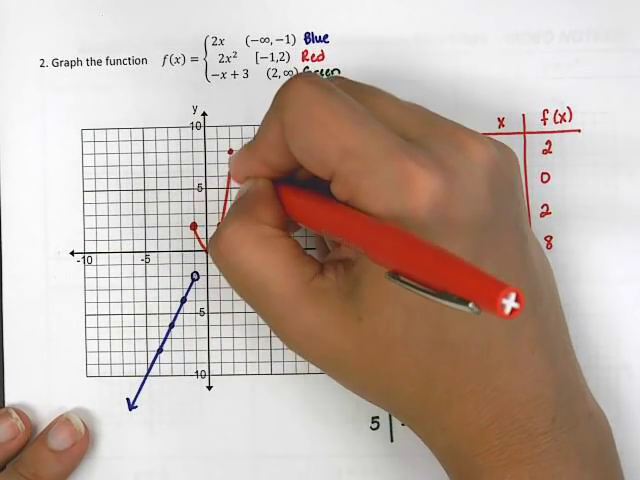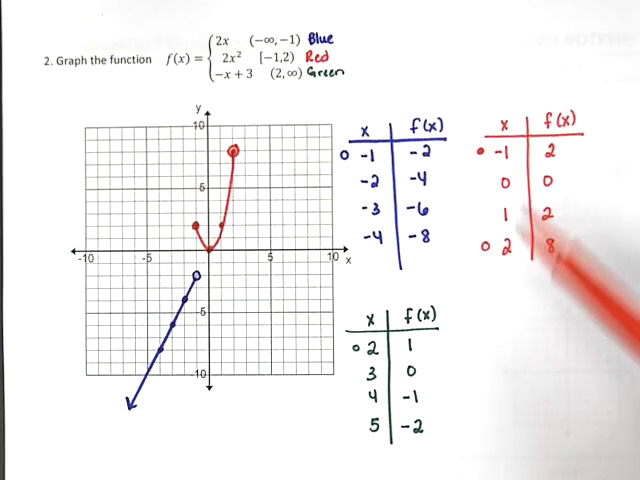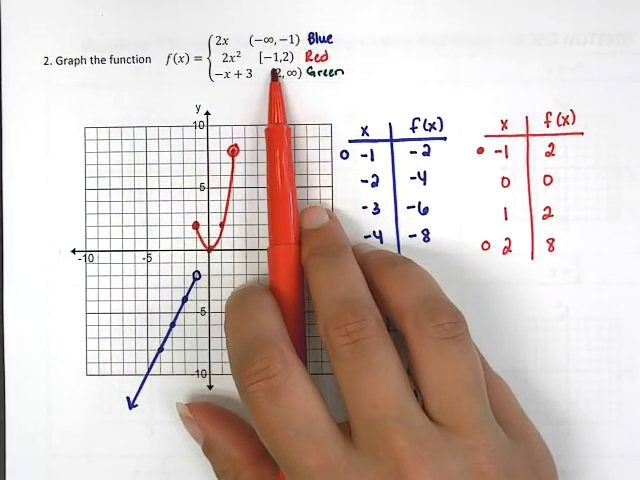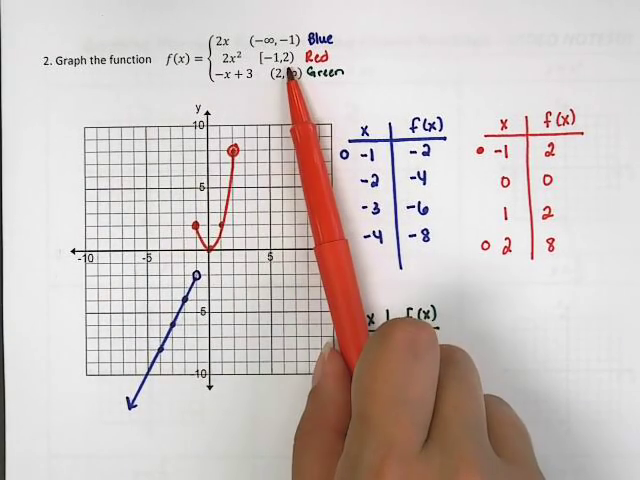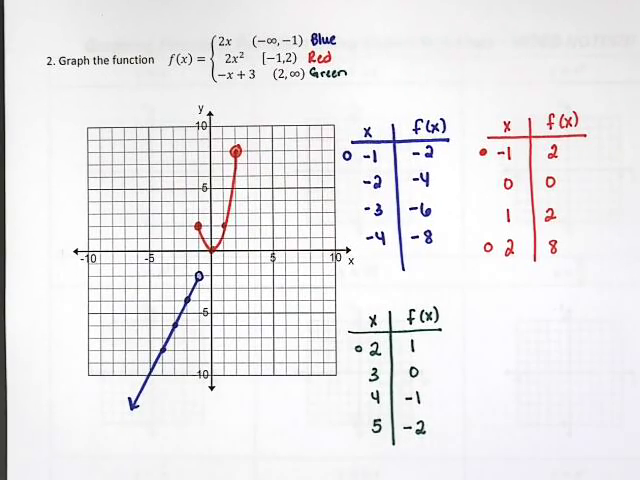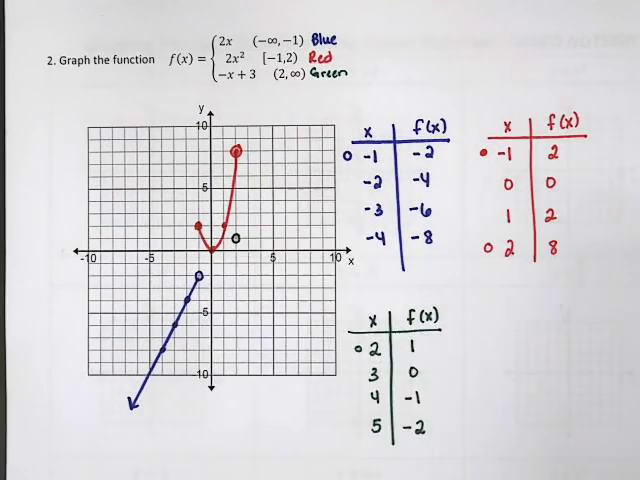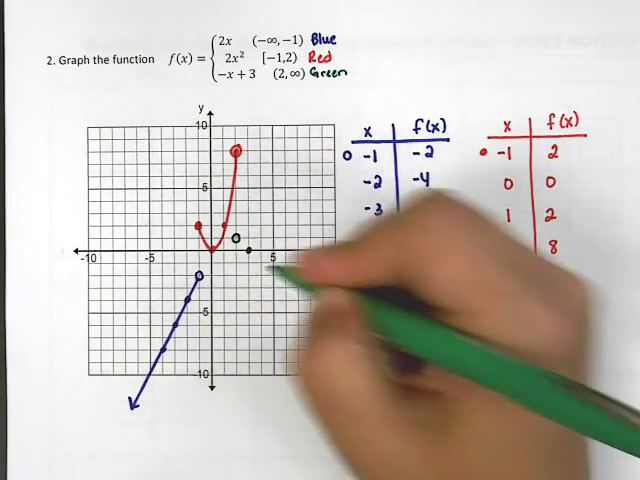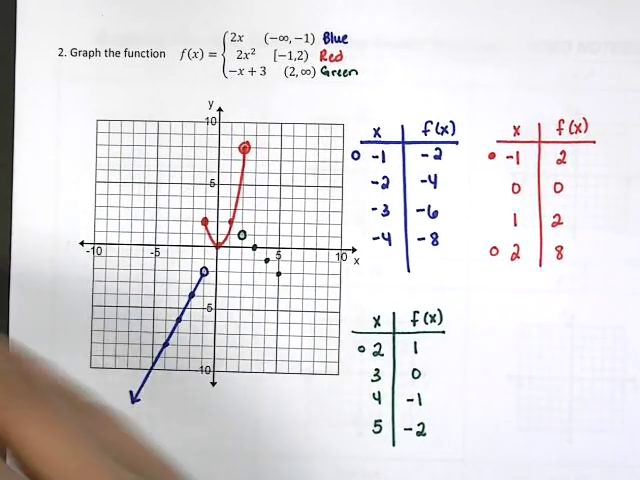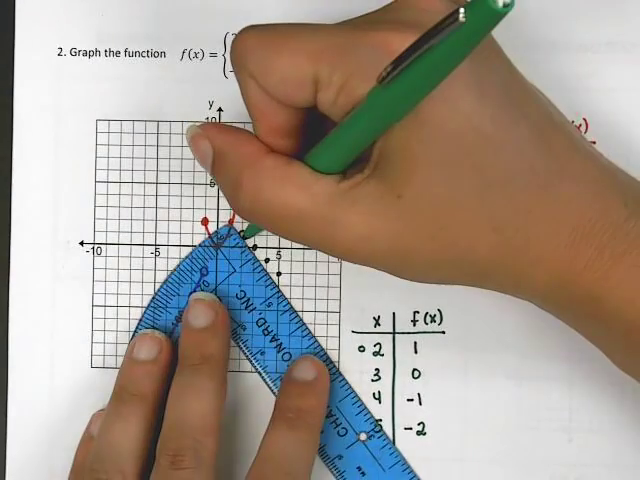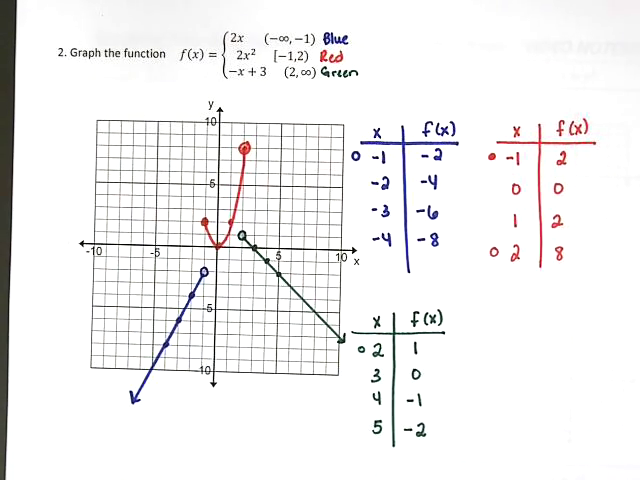Now you'll notice that this graph stops at this open circle because it specifically says I'm only using this between -1 and 2. And again, there's an open circle here because that's not included. Then I'm going to put an open circle on 2, 1, 3, 0, 4, -1, 5, -2. And again, this is going to be a straight line, and it's going to keep going, so I am going to put an arrow there.